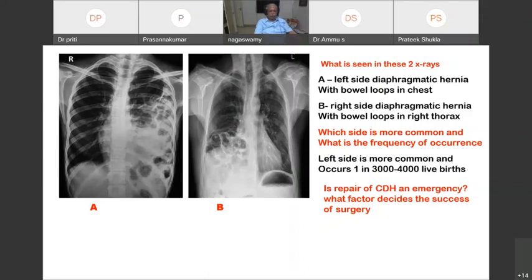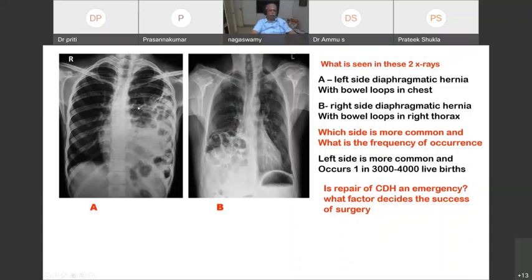What is the most important evaluation you should make in such patients with the diagnosis of possible CDH, congenital diaphragmatic hernia? All the bowels come into the thorax instead of staying in the abdomen during the days of development of respiratory life. What will it cause? Pulmonary hypoplasia. Pulmonary hypoplasia, excellent. That is the most important thing.